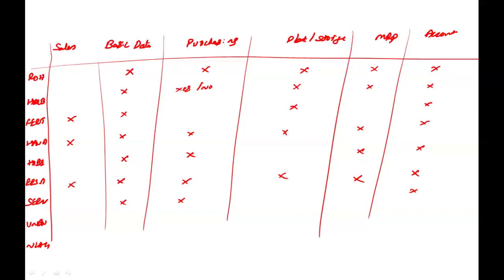Okay, now you have non-valuated material. Basic data, you will purchase, you will store. You will not have any accounting data because it is non-valuated. There is no value for this material. Non-stock: only basic data, purchasing view and accounting.